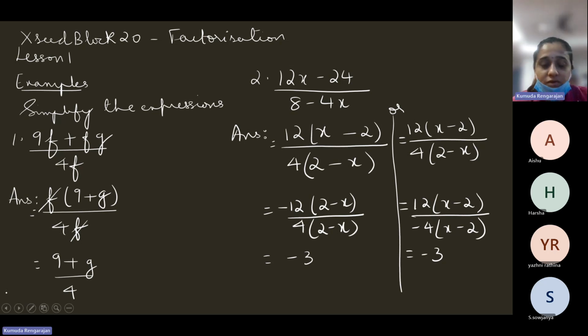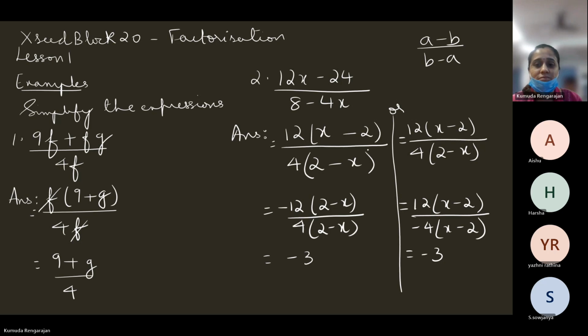Yeah, so as I was telling you, we were talking about the second one. In the numerator and the denominator, we have expressions with the same terms, but in different order. They're like a minus b in the numerator and b minus a in the denominator. x minus 2 in the numerator and 2 minus x in the denominator. The terms are the same, but not in the same order.